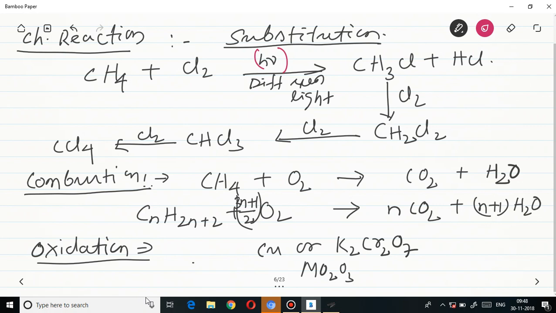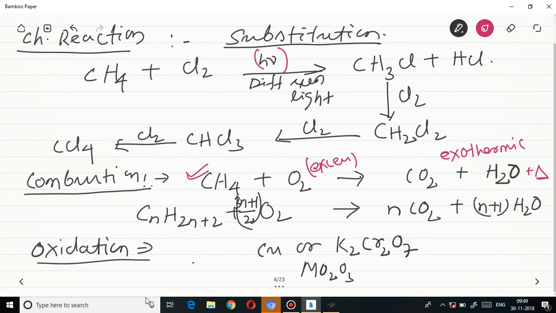Next is combustion reaction. In combustion reaction CH4 reacts with excess oxygen and will become CO2, carbon dioxide, plus water, and I forgot to write heat. So this heat is released, so this is an exothermic reaction. What is an exothermic reaction? The reaction that liberates heat is exothermic, and the one that absorbs heat is known as endothermic reaction. Since it is an exothermic reaction, we use methane, ethane, propane, butane as a fuel.